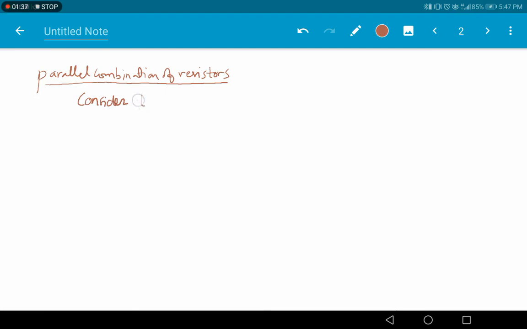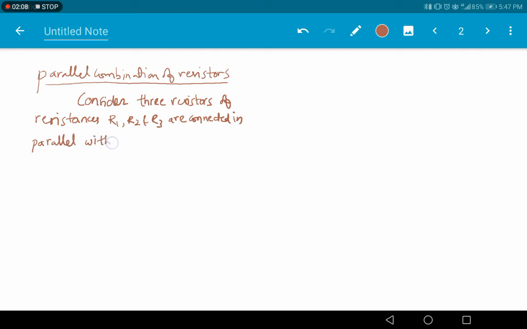Consider three resistors of resistances R1, R2 and R3 connected in parallel with the help of a key to a cell of potential difference V, as shown in the figure.